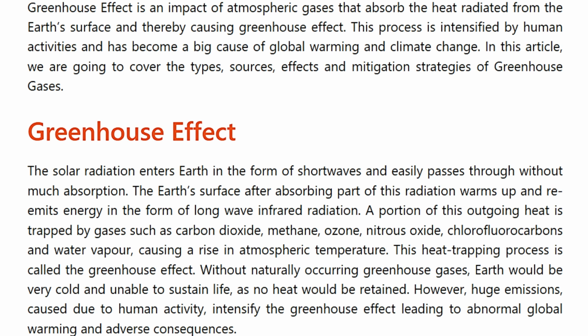Greenhouse effect. The solar radiation enters Earth in the form of short waves and easily passes through without much absorption. The Earth's surface, after absorbing part of this radiation, warms up and re-emits energy in the form of long-wave infrared radiation. A portion of this outgoing heat is trapped by gases such as carbon dioxide, methane, ozone, nitrous oxide, chlorofluorocarbons, and water vapor, causing a rise in atmospheric temperature. This heat trapping process is called the greenhouse effect.